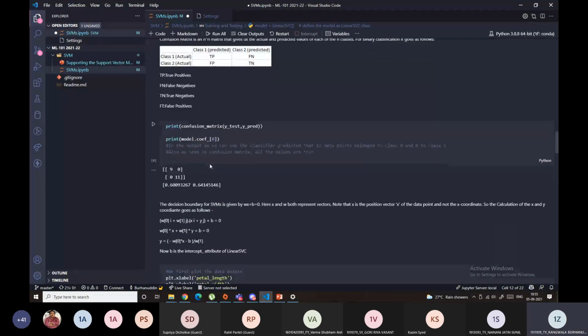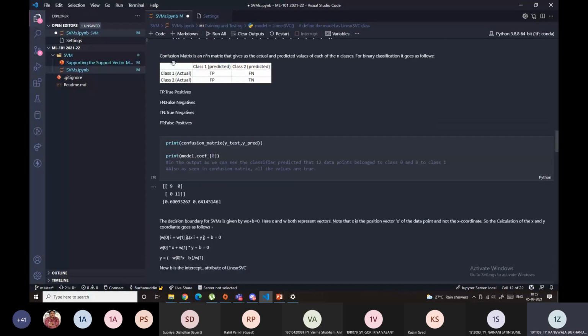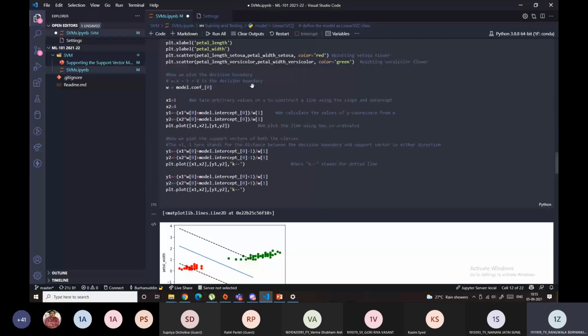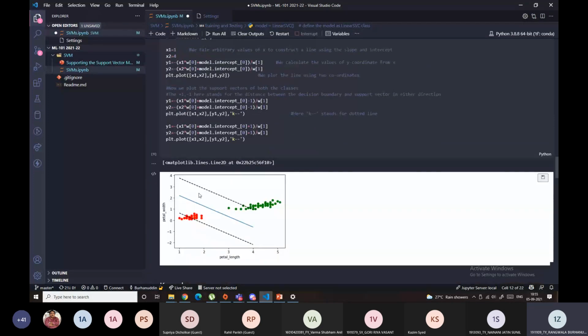And as you can see, this is basically the confusion matrix of the data that we get. And here at the bottom I have plotted the SVM. As you can see, there are certain margin violations as well. This is because the model generalizes well.